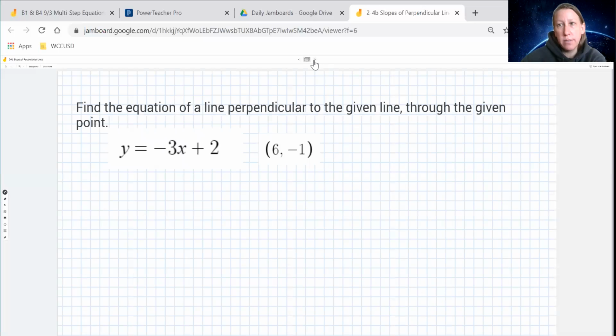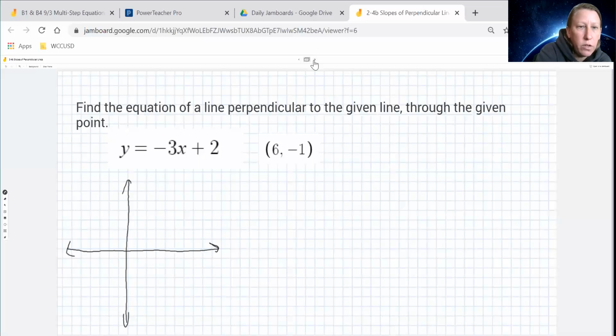Okay, let's practice 2 more. So we have a line given to us. What do we know about that line? We know that it goes through the y-axis at 2. That's what the 2 stands for. And we know it has a slope of -3. Down 3, right 1. So this is the line that they gave us the equation for.